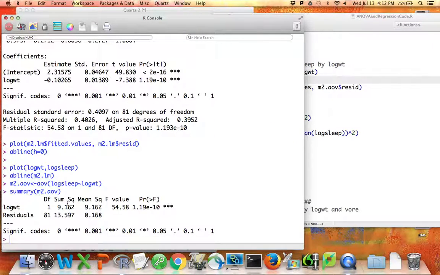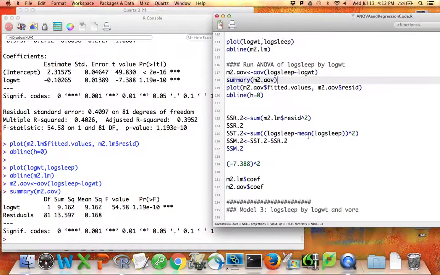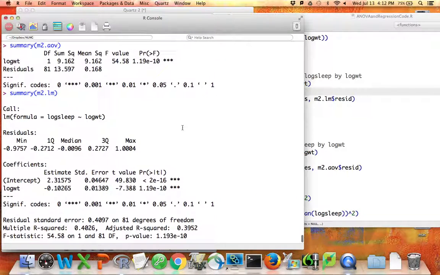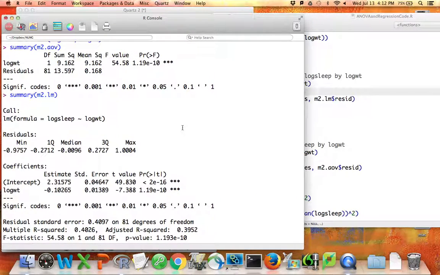Okay, so what is this? Let's look at this output, and so we can compare it again, I'm going to summarize the regression output. Okay, we've got these two. The first thing I want you to note is that these p-values are identical. So the p-value that came out of the ANOVA for log weight is identical to the p-value that came out of the regression for log weight.